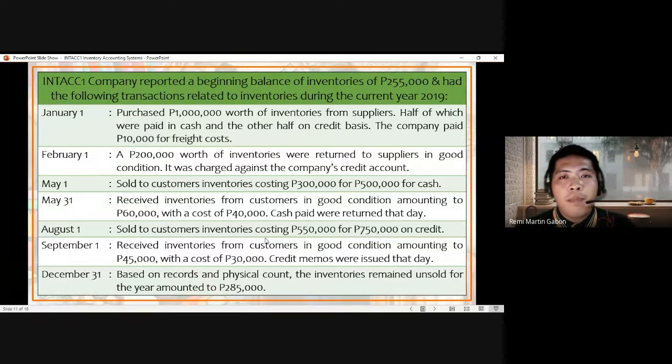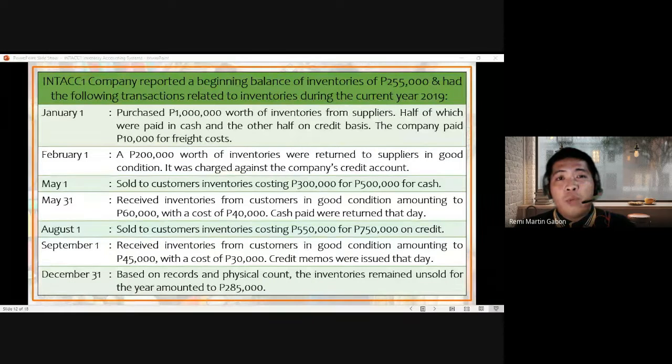Yeah. So let us apply everything else in a problem solving. So yan. INTACC1 company reported a beginning balance of inventories 255,000 and had the following transactions related to inventories during the current year 2019. January 1, purchased 1 million worth of inventories from suppliers, half of which were paid in cash and the other half on credit basis. The company paid 10,000 for freight cost.